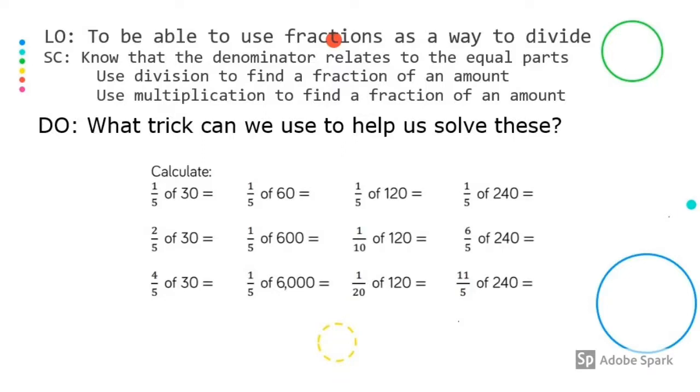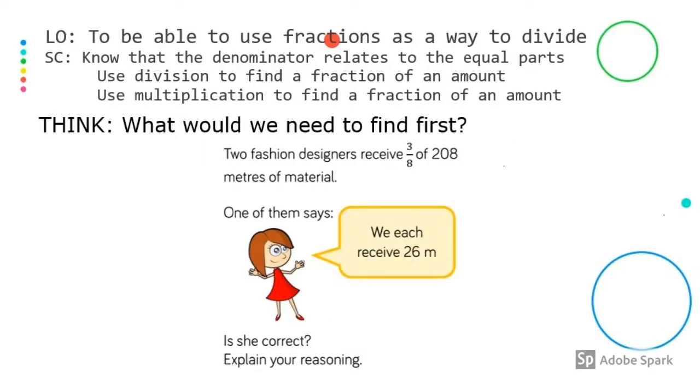Press pause now. We're on our final question, and this is a think question. Now remember, as I've said before, because it's a think question, you need to answer the question, then prove it using your maths, and then finally explain the question in detail. This question shows us that 2 fashion designers received 3/8 of 208 metres of material. One of them says, we each received 26 metres. You need to prove whether she is correct or not, and then explain your reasoning.